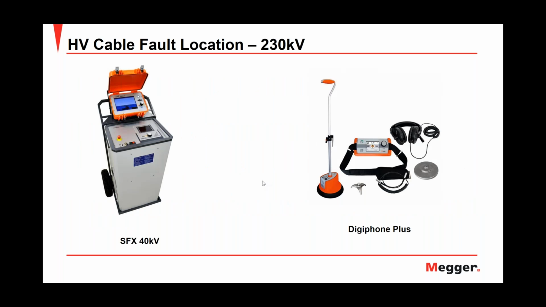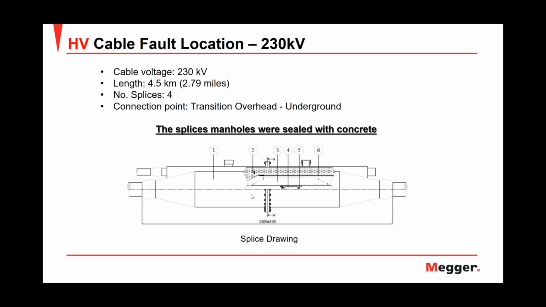I will continue with the example of a cable fault location in a high voltage cable of 230 kV. In this fault, we used the SFX 40 kV and the digiphone Plus. Both equipments are made in Germany. So we used these equipments for the fault location. We had a 230 kV cable. The length of the cable was 4.5 kilometers, that means around 2.79 miles.